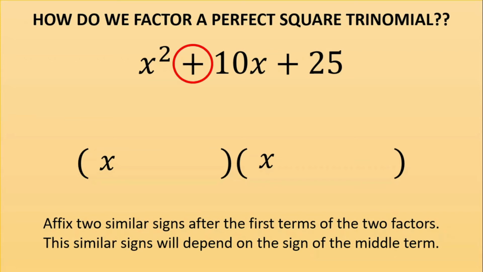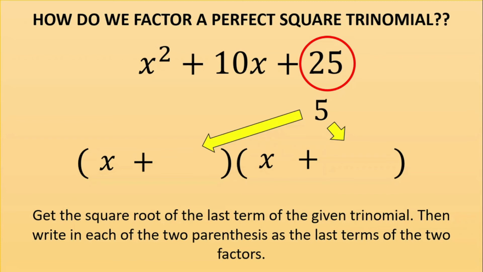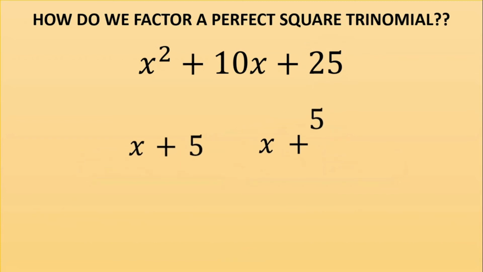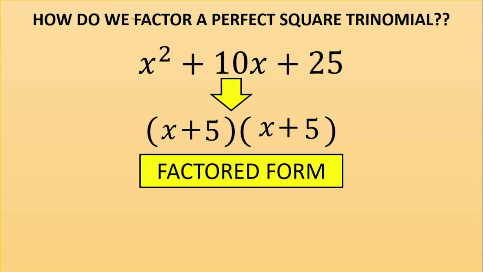The sign of the middle term is positive, hence we shall affix 2 plus signs, one in each of the 2 parentheses. Get the square root of the last term of the given trinomial, then write it in each of the 2 parentheses as the last terms of the 2 factors. For 25, the square root is 5, and we shall write it in each of the 2 parentheses, such as this. And that is the last step in factoring a perfect square trinomial. After doing that, we have now obtained the factored form of the given trinomial. So those are the simple steps to follow in factoring a perfect square trinomial.